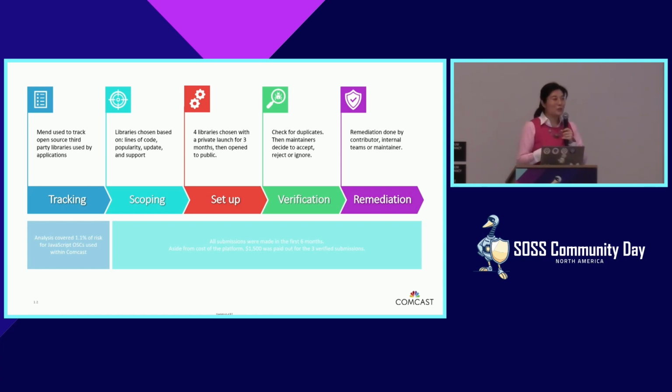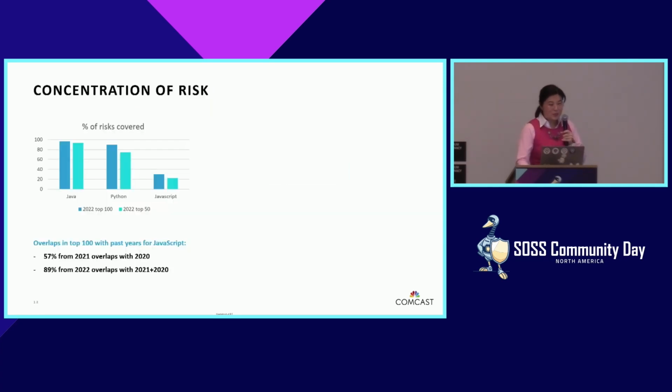Then the next step is to figure out how to scale it, because 1.1% is still pretty small. And if we're just doing 1% at a time, we're going to do it for eternity. So the next step is, all right, let's look at concentration of risk or usage, where we realized that for the top 100 open source libraries used within Comcast, when ranked by the number of applications, it covers only about 30% for JavaScript, but it covers about 85 to 90% for Python and Java. So we just ended up starting with the one with the lowest coverage.